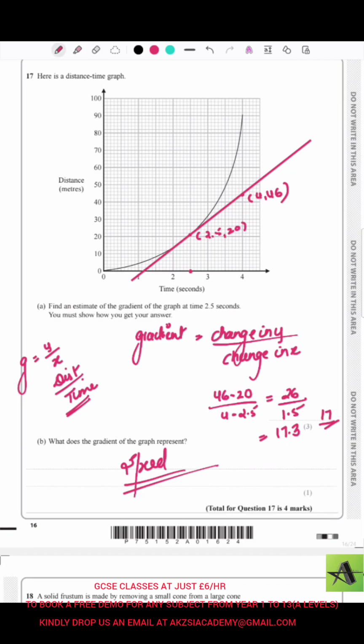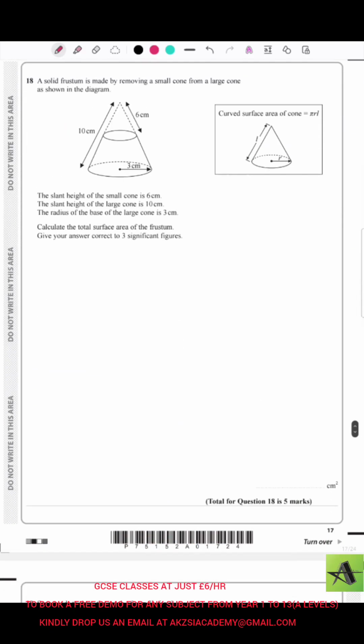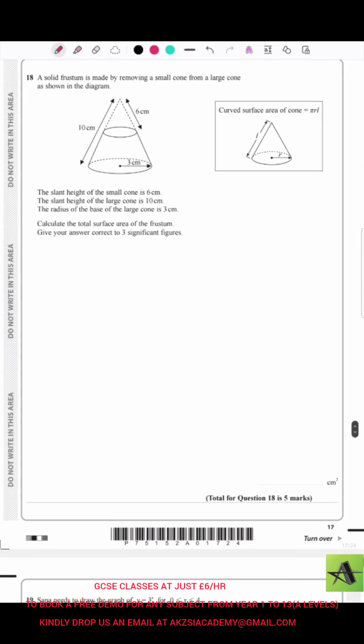Moving on to the next question, question number 18. A solid frustum is made by removing a small cone from a large cone, as shown in the diagram. The slant height of the small cone is 6 centimeters. The slant height of the large cone is 10 centimeters. The radius of the base of the larger cone is 3 centimeters. Calculate the total surface area of the frustum.